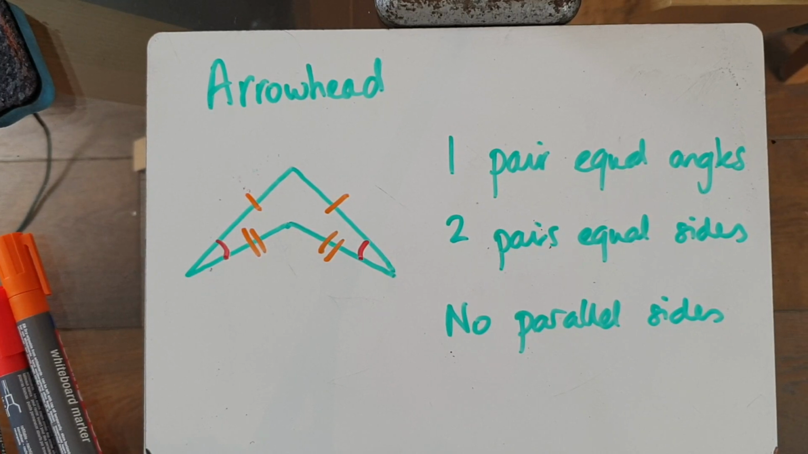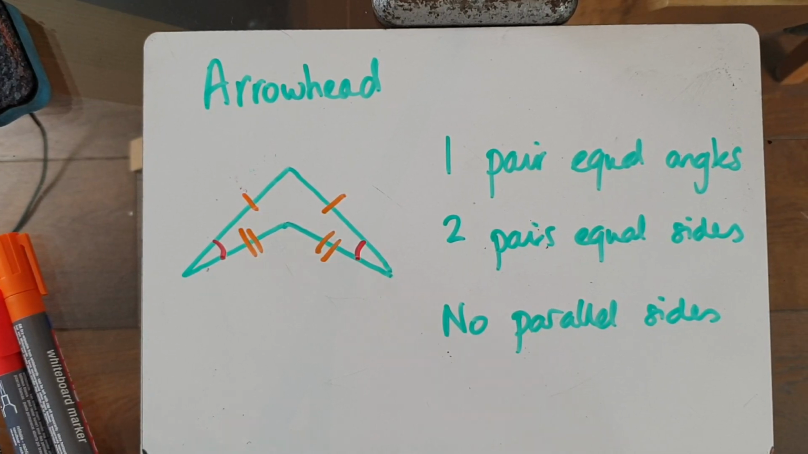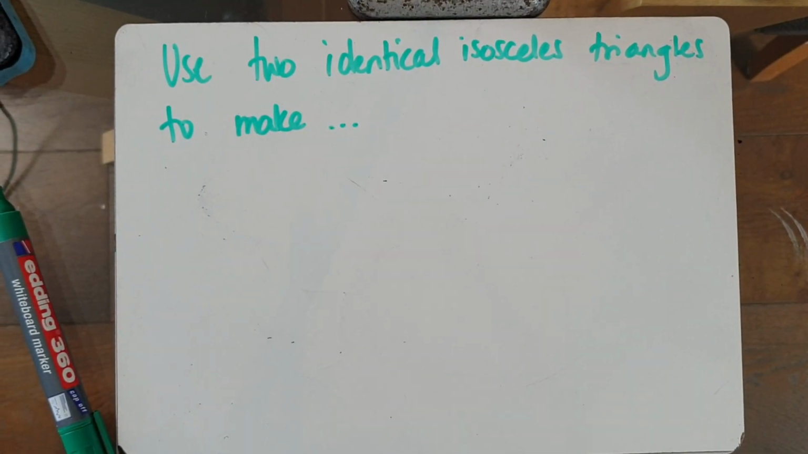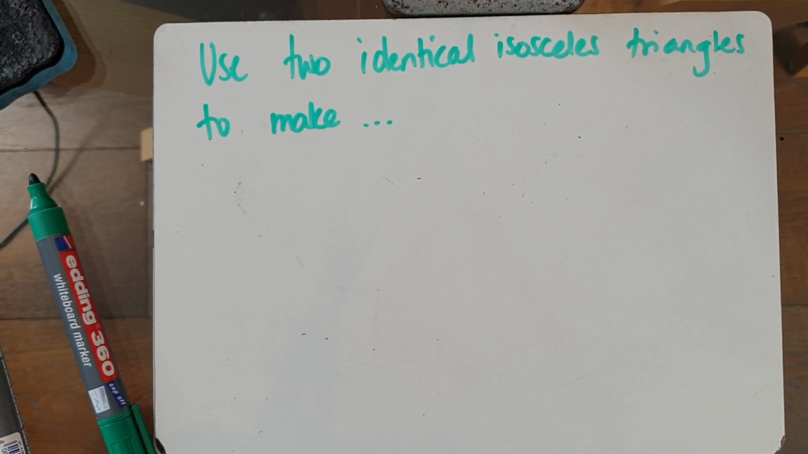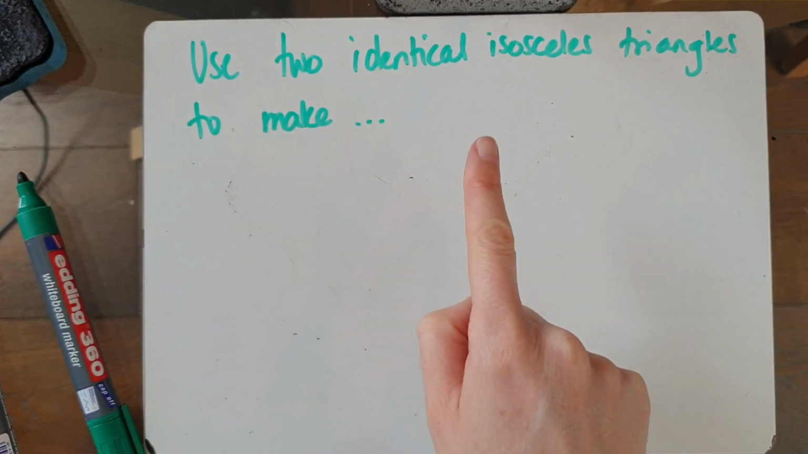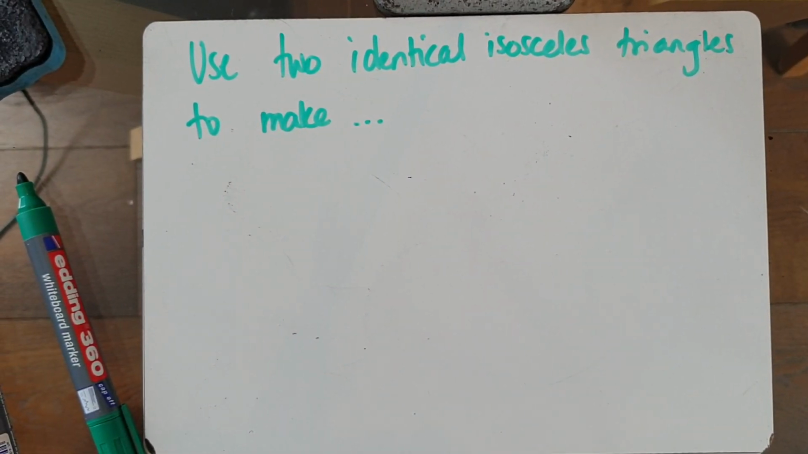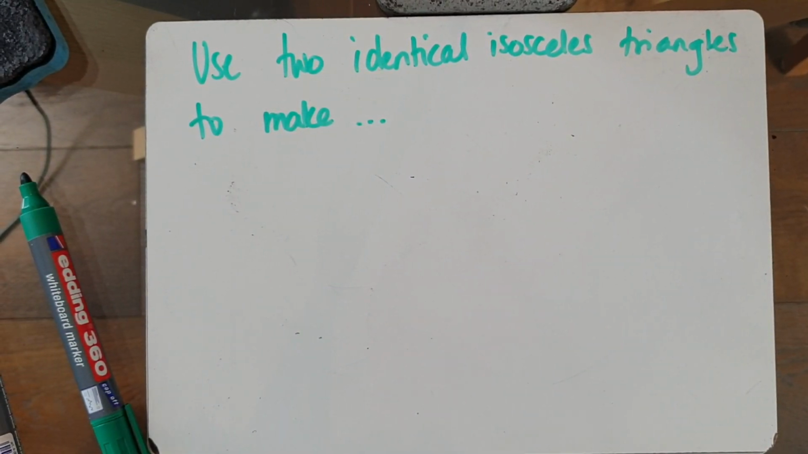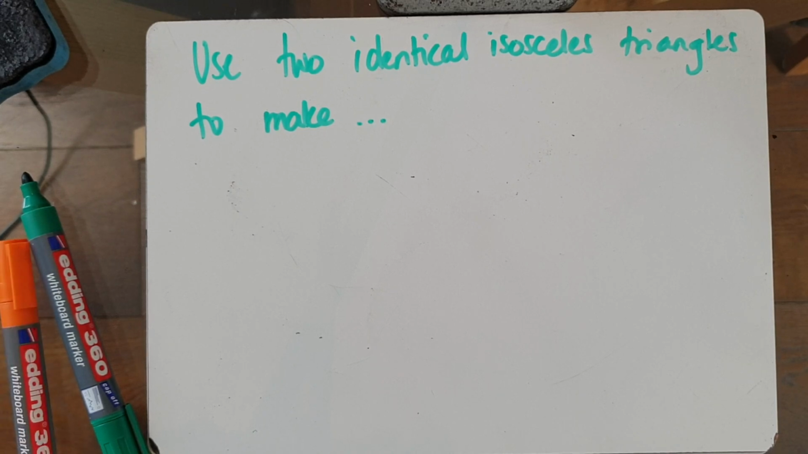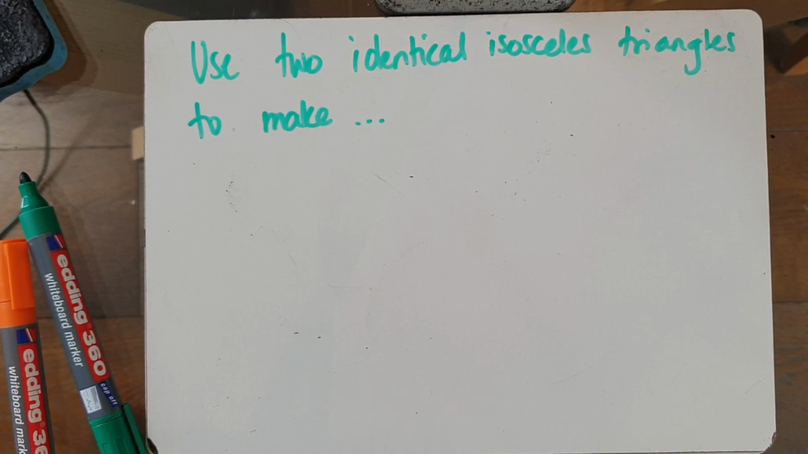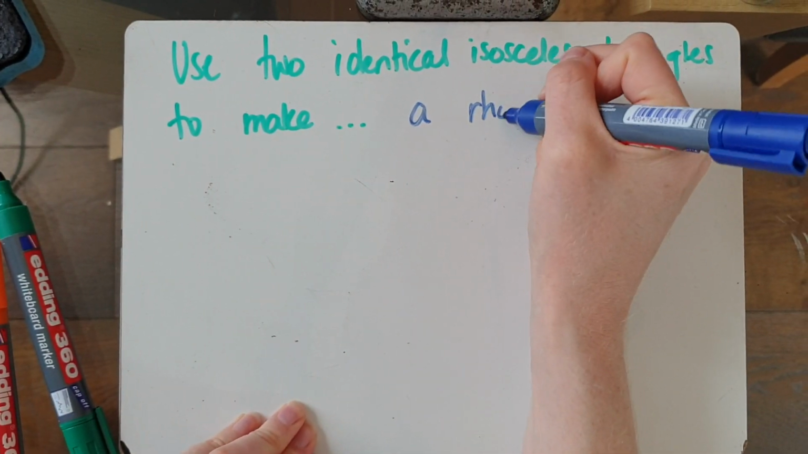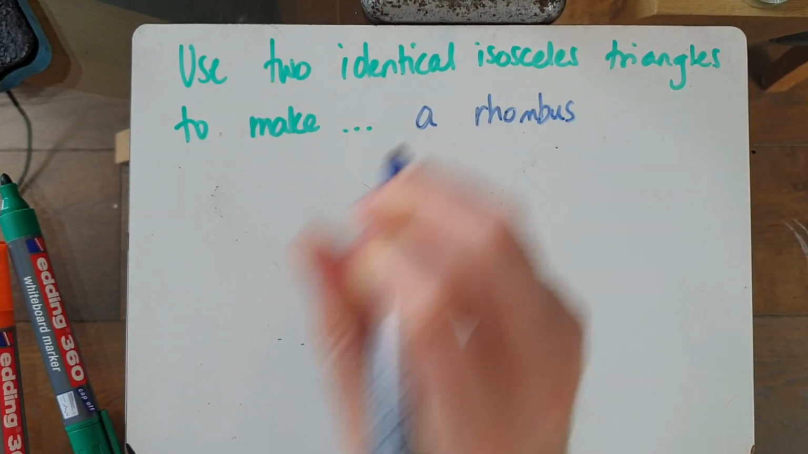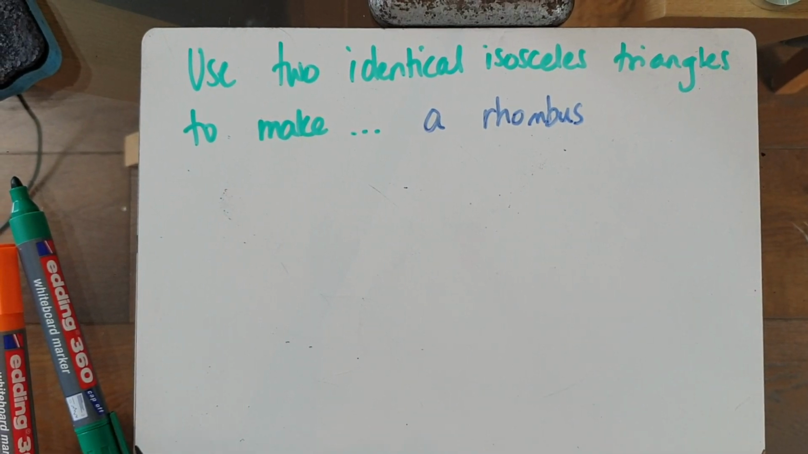We're then going to do a question together, and then you're going to do the worksheet. So for this question, I want you to copy this down. This is an example. We're going to use two identical isosceles triangles to make three different shapes. So the first one we're going to make, use two identical isosceles triangles to make a rhombus. Okay, so write that down first of all, please.